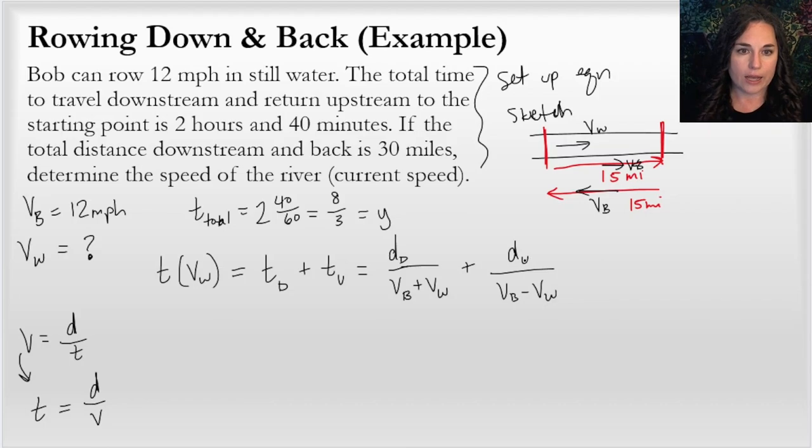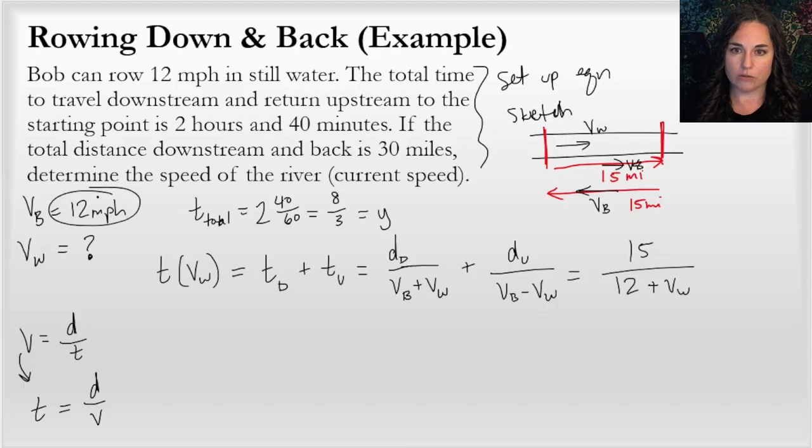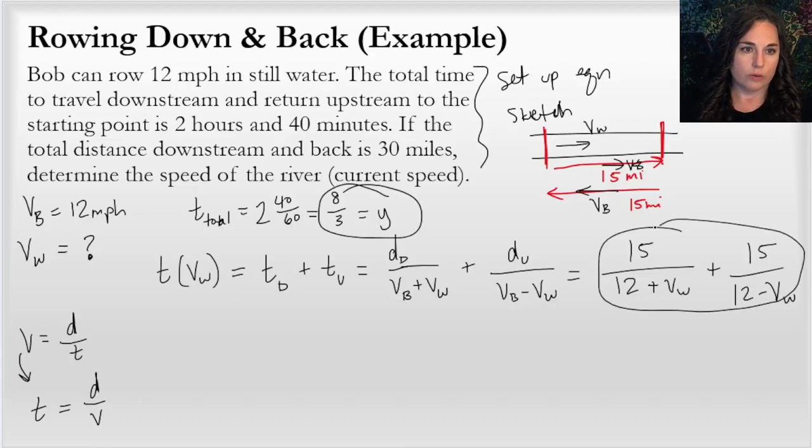So when I put all that together, I know I'm going to have a 15 here over 12 plus the velocity of the water, right? 15 miles. His speed is 12, and we don't know the water. And then we're going to have plus 15 over 12 minus the velocity of the water. Okay, so those are basically my two functions. If I were to graph these, I would graph these two things. This would be the x variable, that's my input variable, and this is the output variable.